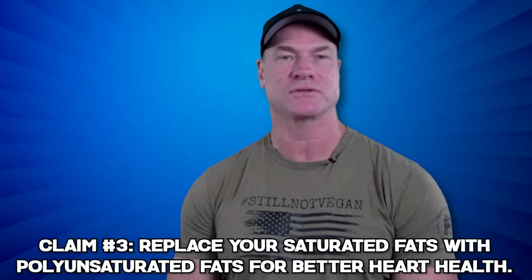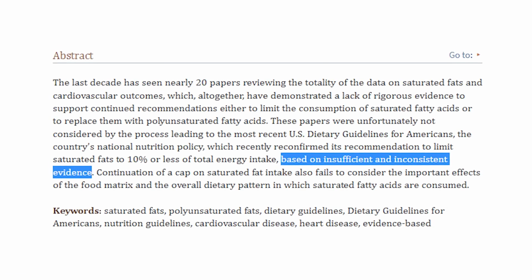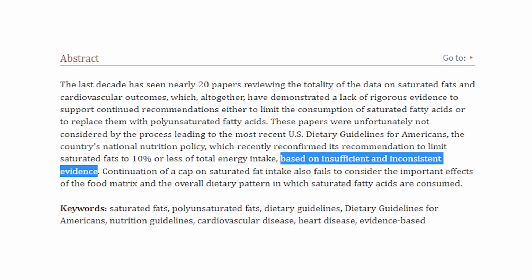Replace all your saturated fat or most of your saturated fat with polyunsaturated fats, things like vegetable oils, for better heart health. Again, saturated fats are some of the most durable fats available. We've been eating them literally for millions of years. Researchers have recently observed that there is a lack of true and thorough evidence for saturated fats' connection to cardiovascular disease. What's more, emerging research is showing that saturated fat is not associated with increased risk of heart disease at all.